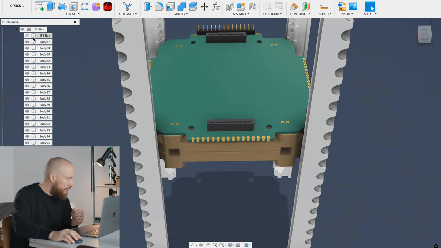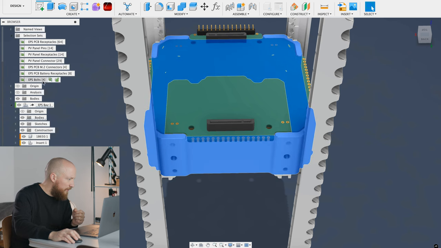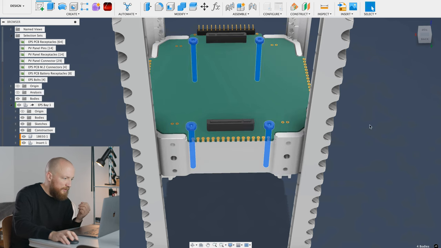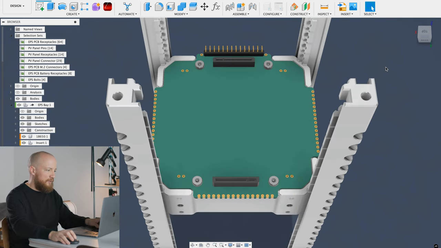What else is going on the EPS PCB? I think we mentioned everything about the bolts, of course. There are 4 M3 bolts that are holding the PCB in place. And that's basically it. So these are the physical constraints around which I am designing the PCB at the moment.